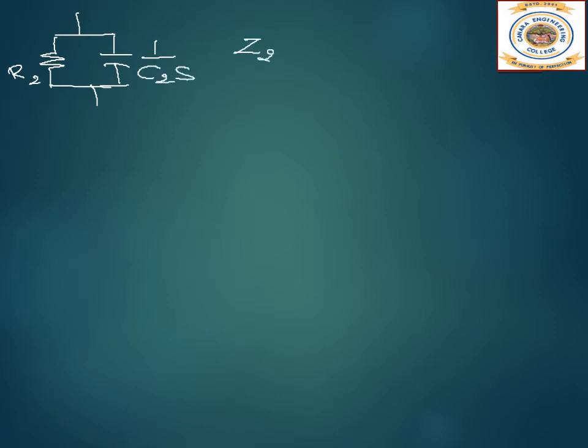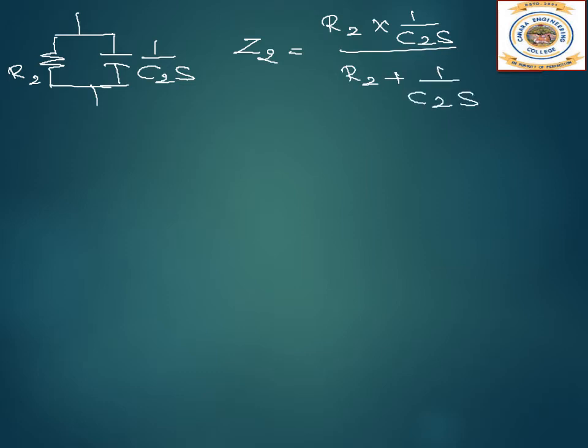As we have found Z1, we can find Z2 as well. For Z2 we have R2 and C2 in parallel. This is R2 and here I will write in the Laplace domain C2 into S. So Z2 will be R2 into 1 by C2S divided by R2 plus 1 by C2S. Simplifying this further, we get R2 by R2 C2S plus 1. So we have got Z1 and Z2.